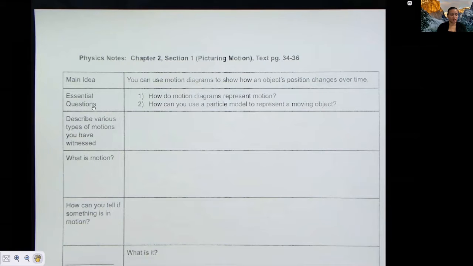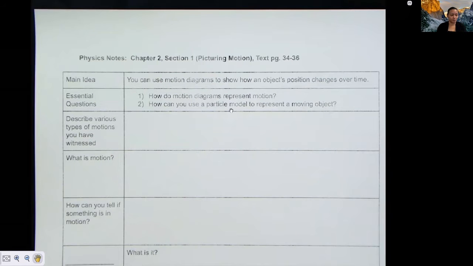And the essential questions are, how do motion diagrams represent motion? And also, how can you use a particle model to represent a moving object? By the end of this lesson, you should be able to answer both of those in your own words. Actually, at the end of the notes, it's going to ask you to answer those questions.